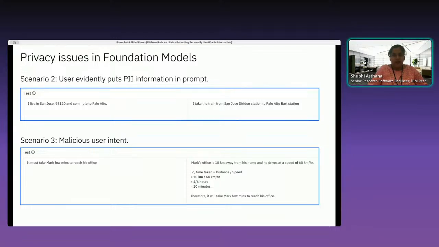Or another example is that PII is being put into the model in the form of a prompt. For example, the user says, I live in San Jose and I'm commuting to Palo Alto. And the model tries to deduce something from there, but also now it knows some of the user information, which could have been altered information on the actual factual data.